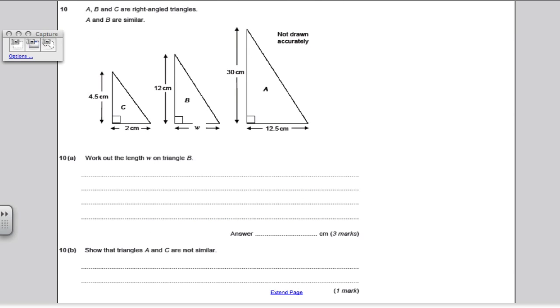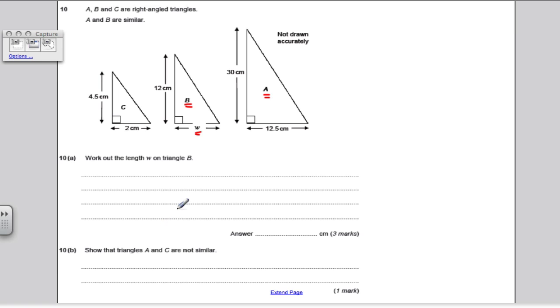Question 10. A, B and C are right angled triangles. A and B are similar. So let's just point out A and B, this one and this one are similar. Two shapes are similar if one is an enlargement of the other. That is, if there is a scale factor that you can multiply the smaller one by to get the sides of the bigger one. So let's look at A and B. It asks you to work out the length of W.